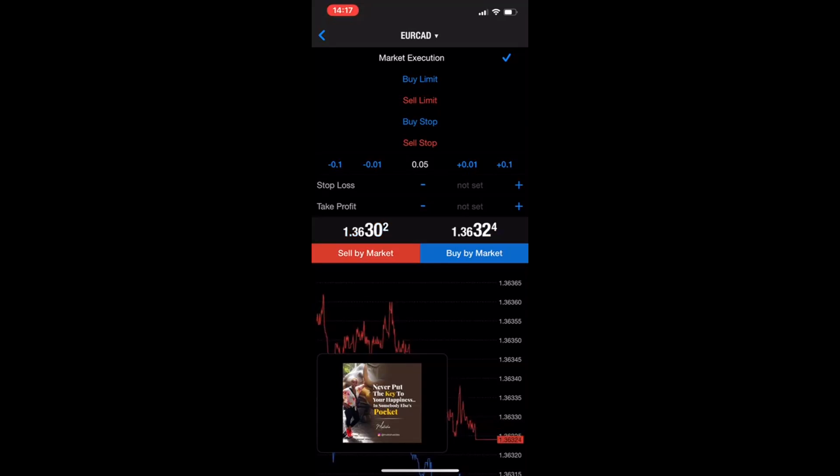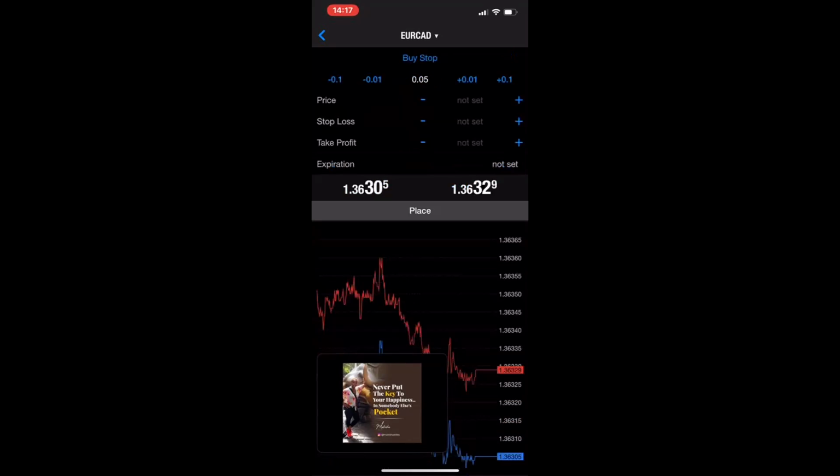Now, I want to go ahead and enter in what we saw on the Harmonic Scanner. On the scanner, it was saying we're going for a buy. So all I want to do is click on buy stop. Right here, you see it has 0.05 highlighted.